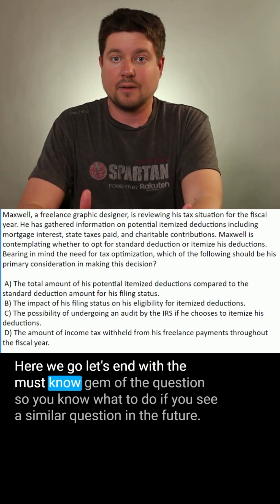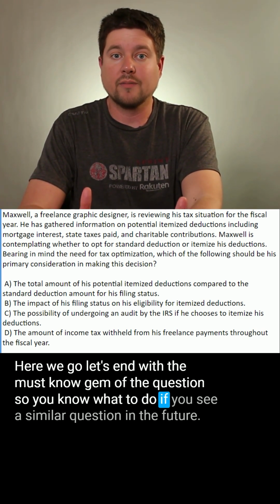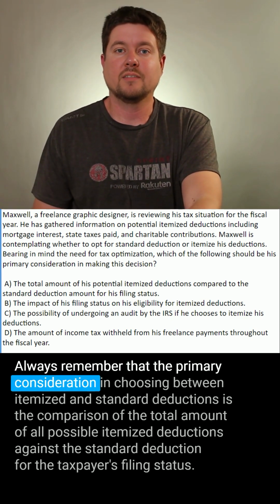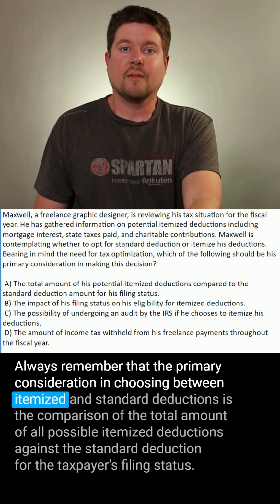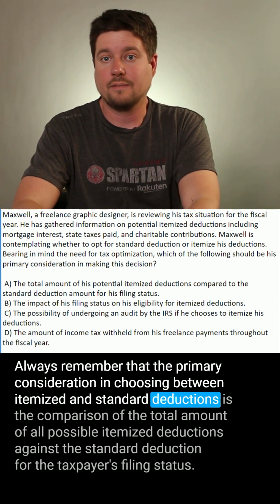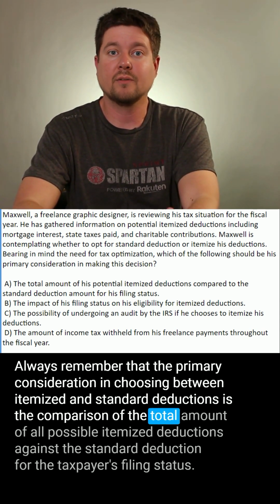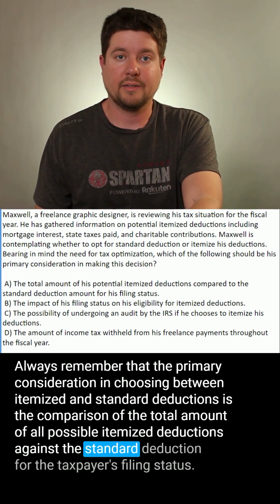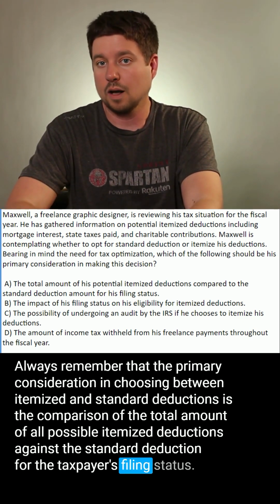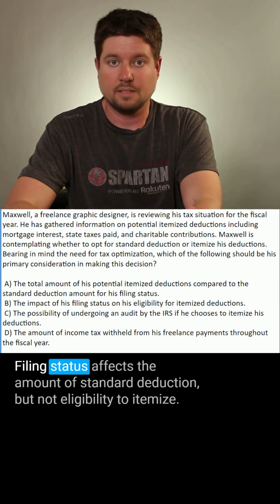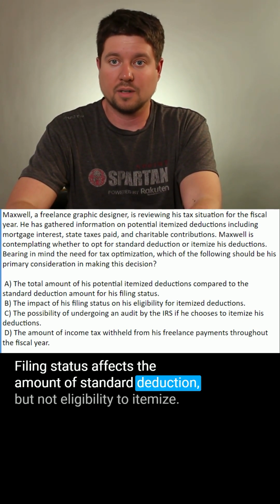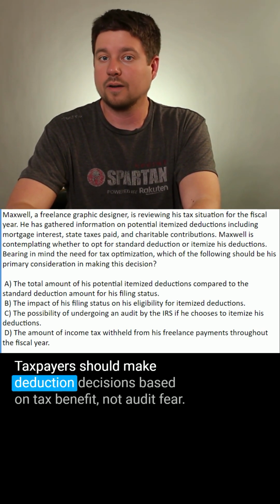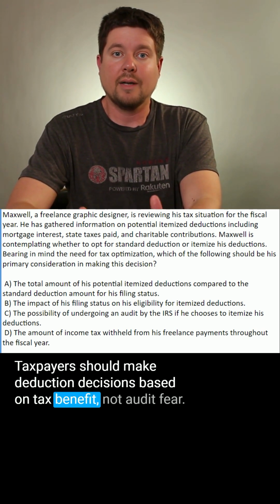Here we go. Let's end with the must-know gem of the question so you know what to do if you see a similar question in the future. Always remember that the primary consideration in choosing between itemized and standard deductions is the comparison of the total amount of all possible itemized deductions against the standard deduction for the taxpayer's filing status. Filing status affects the amount of standard deduction, but not eligibility to itemize. Taxpayers should make deduction decisions based on tax benefit, not audit fear.